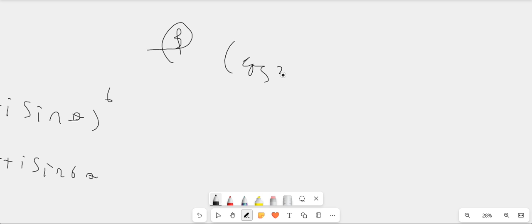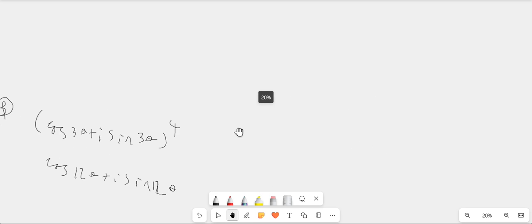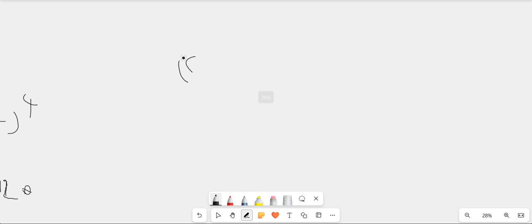Again, cos 3 theta plus i sine 3 theta, and this is to the power of 4. What you need to do is just put the 4 inside, so cos 12 theta plus i sine 12 theta. Give it a little tail like that, and then you've got the pattern.